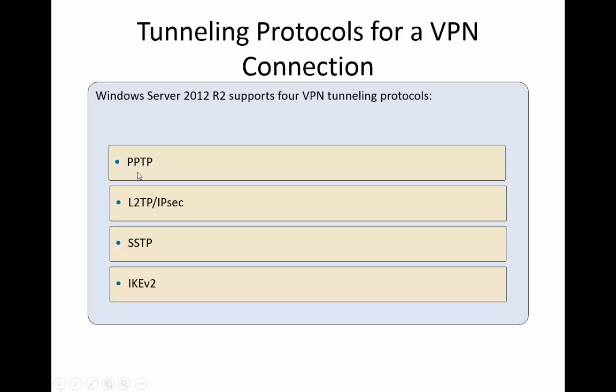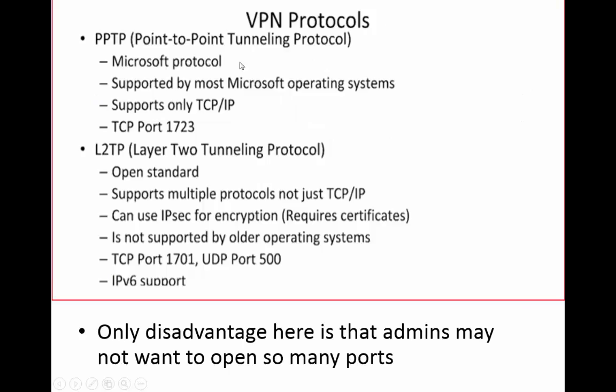PPTP is point-to-point tunneling protocol. That was a Microsoft proprietary protocol, and then there is L2TP. These are the 4 protocols. Let's go into a little detail on those protocols. There are VPN protocols, point-to-point tunneling protocol. It's developed by Microsoft, supported by most Microsoft operating systems. Supports only TCP/IP or no other. And there is a port that you have to enable in the firewall, which is 1723.